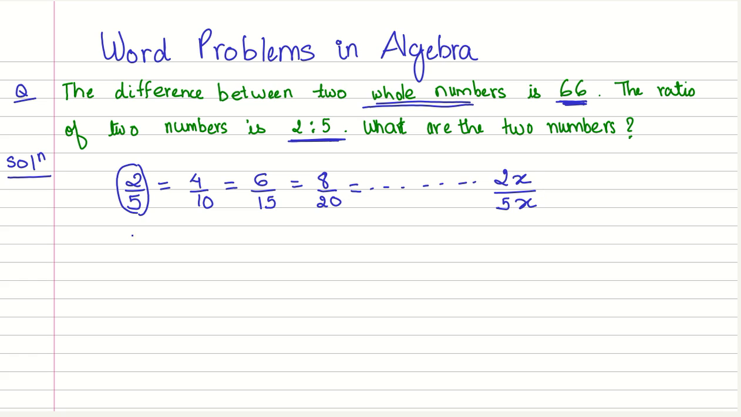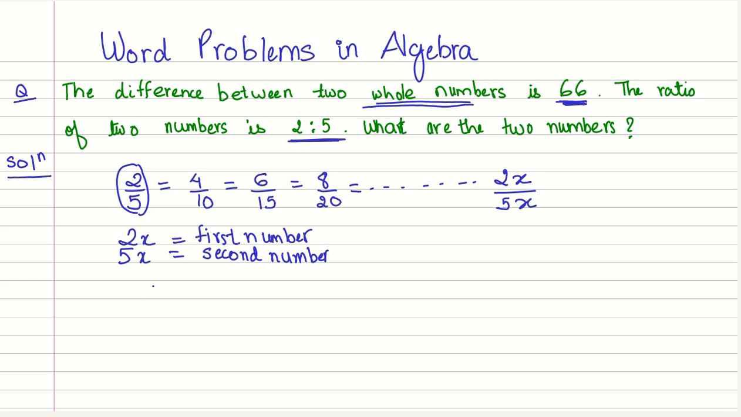We can say that let the first number be 2x, because of the reasoning that we applied here, and let the second number be 5x. This is the first number, and 5x is the second number. Now if you look at it, the ratio is still 2/5, right? Because x can get cancelled.